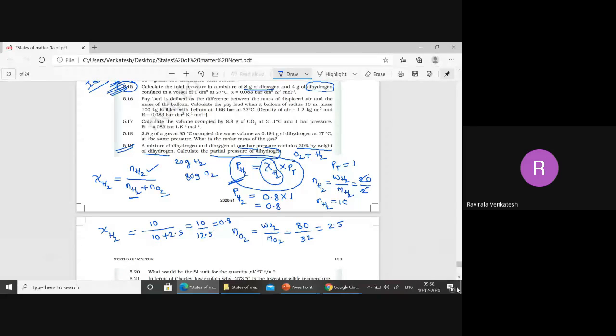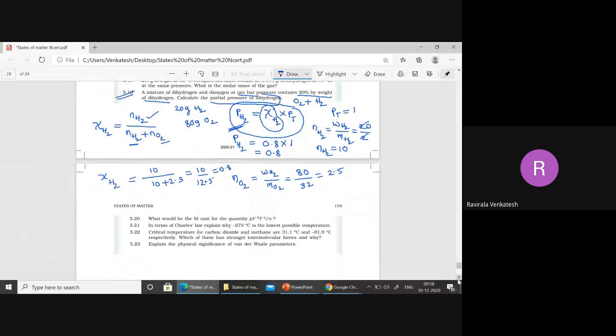Now what is the partial pressure of oxygen, dioxygen? Mole fraction of oxygen into P total. Now what will be the mole fraction of oxygen? How do you calculate it?